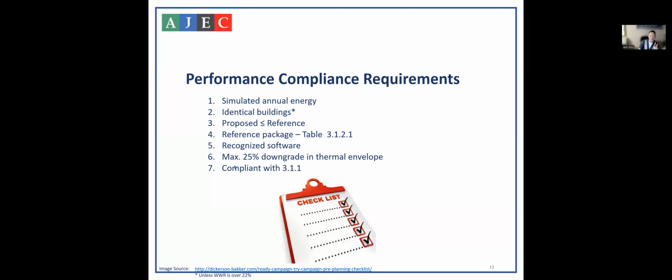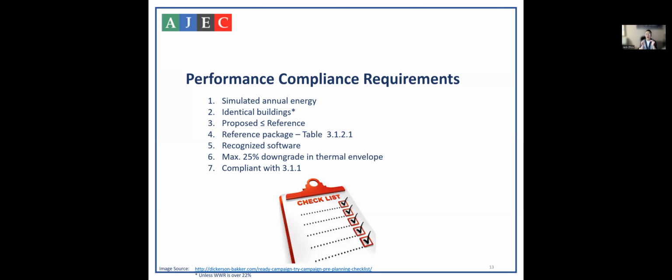Number 6 is maximum 25% downgrade in the thermal envelope of your house. So what does this mean? It means that you can make your home very energy efficient by putting in an air source heat pump in it. You can put in a geothermal heating system into the house. You can put in an air source heat pump hot water heater in the home to make the energy use very, very low. But some people are going to downgrade their insulation to save money.